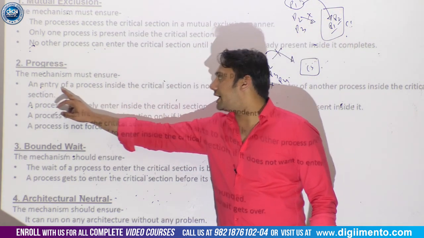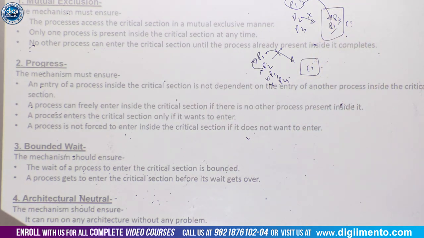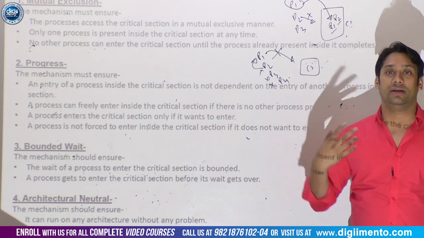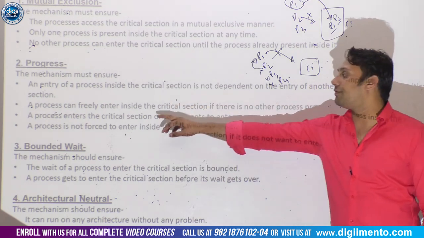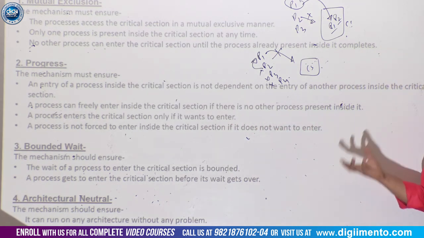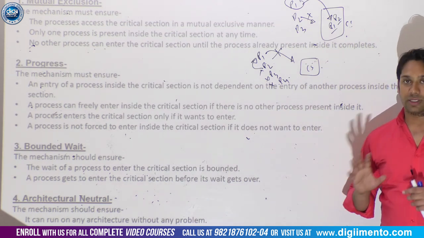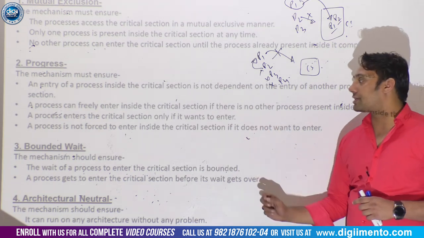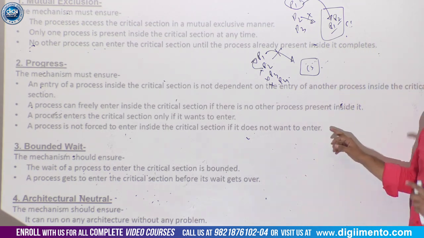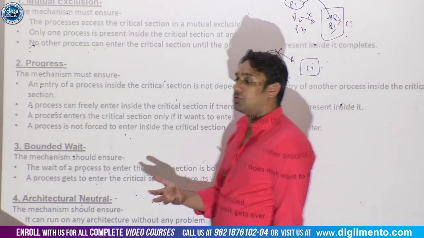Progress means an entry of a process inside the critical section is not dependent on entry of another process inside the critical section. Ek process ki entry jo hai wo dusri process ki entry par dependent nahi honi chahiye. Second, a process can freely enter inside the critical section if there is no other process present inside the critical section. Agar koi bhi process critical section ke andar present nahi hai to ek process jo hai wo freely critical section ke andar enter kar sakti hai. A process enters the critical section only if it wants to enter. अगर वो enter करना चाहती है तभी वो enter करे. And a process is not forced to enter inside the critical section if it does not want to enter. तो हमें किसी process को force नहीं करना.